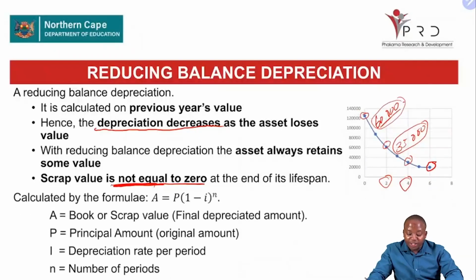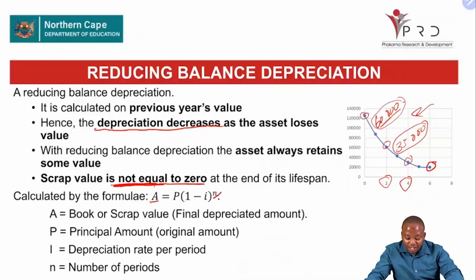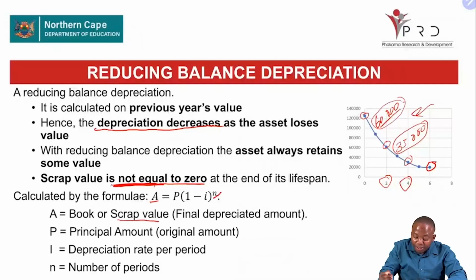Now, how do we calculate the reducing balance? We calculate by the formula A = P(1 - i)^n. It's raised to the power n, as you get an exponential graph in this case. It is raised to a certain exponent, hence the exponential graph. Where A is still the book value or the scrap value. Scrap value, remember, is at the end of the lifespan; book value is the value of the asset at any period.